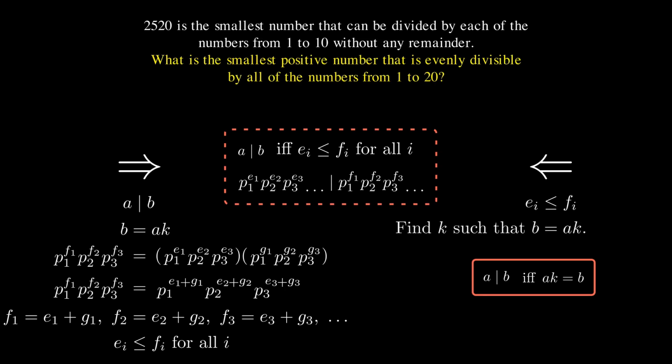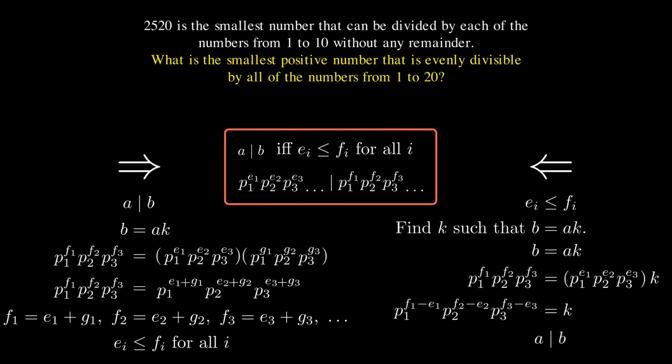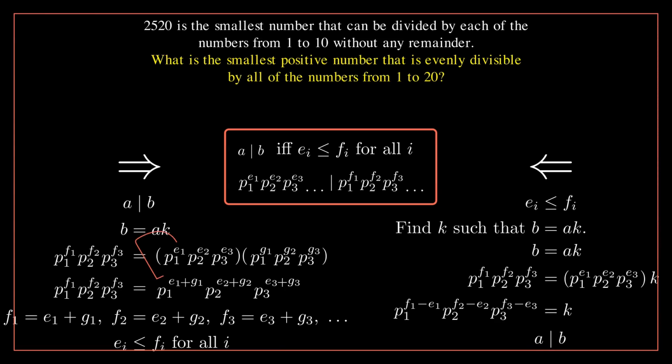Going the other way, if we assume the e sub i are less than or equal to the f sub i, well here we can actually solve for k. And this would be a proof by construction here. We're going to find k, which is a positive number, satisfying the equation. Writing our prime factorization for b and a, when we divide, the exponent rules tell us to subtract, and because the f sub i are bigger, the left-hand side is just primes to some zero or positive exponents multiplied by each other, so k is indeed just a normal number.